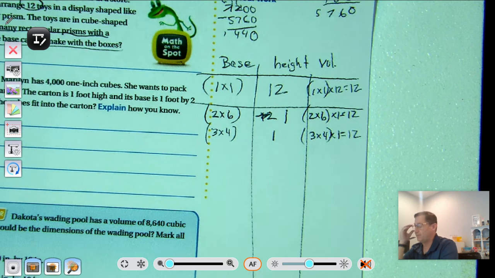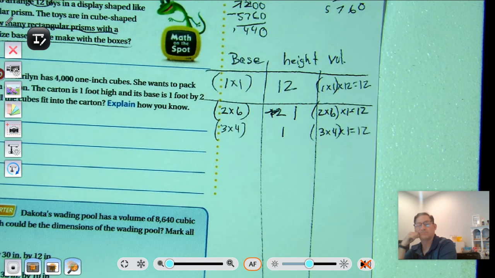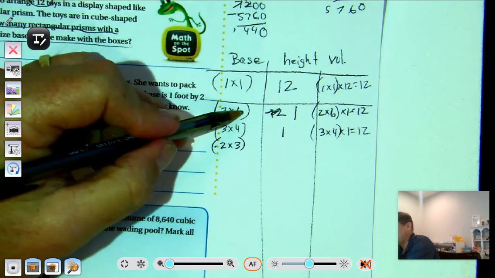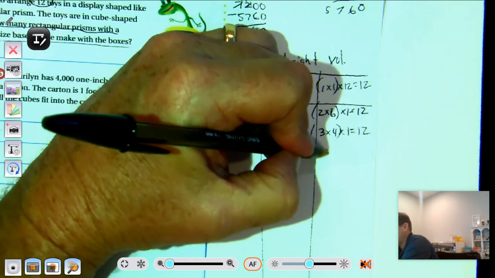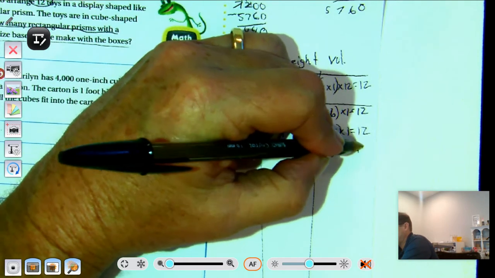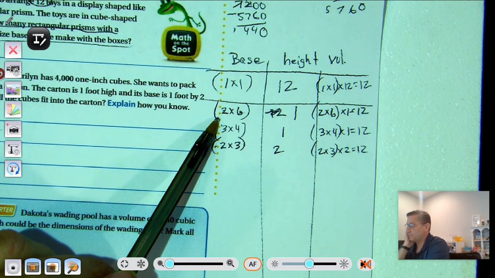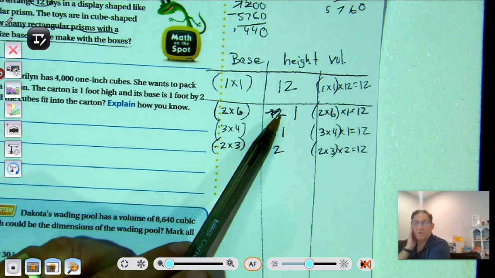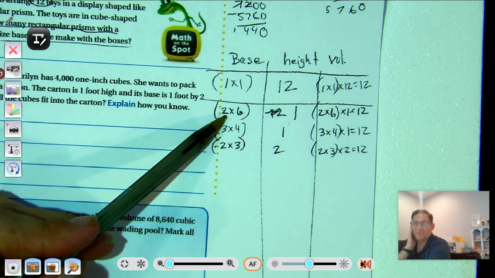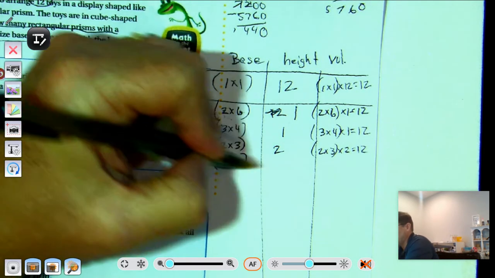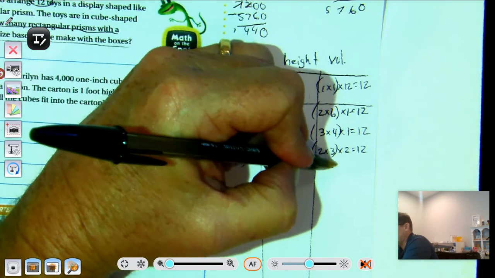Is there a different way of making 6? Sure, 2 times 3, right? So 2 times 3 is 6, and 6 times 2 is 12. All right. So we've already figured out that 2 times 6 times 1 is 12. Could I have a base of 2 and a height of 6? Sure. So what's the way of making 2? 1 times 2, and then a height of 6.